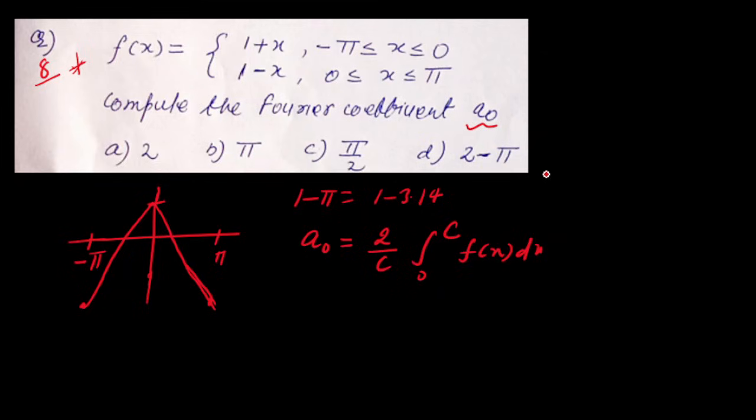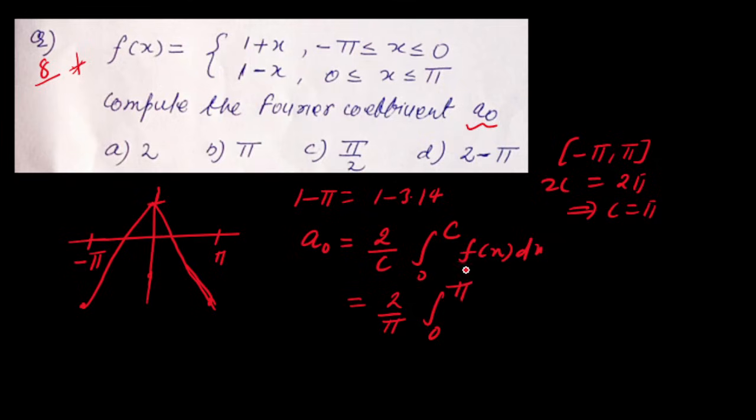And what is the length of the interval here? The interval is minus pi to pi, so the length of the interval is 2 pi. The length 2c is equal to 2 pi, so c is equal to pi. So I can write 2 by pi, and the limit is 0 to c, so 0 to pi. And in that case, the function will be 1 minus x, so I can write 1 minus x dx.